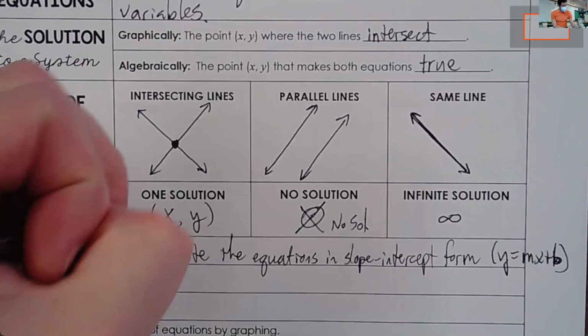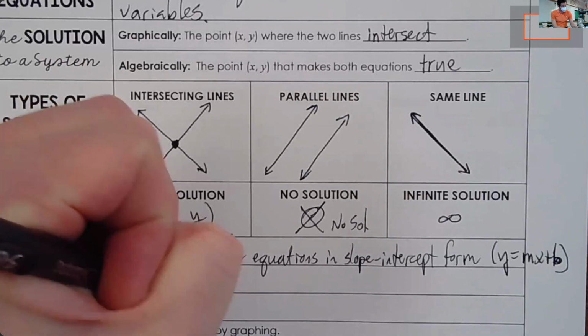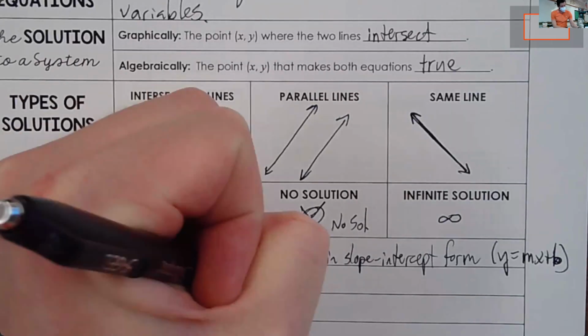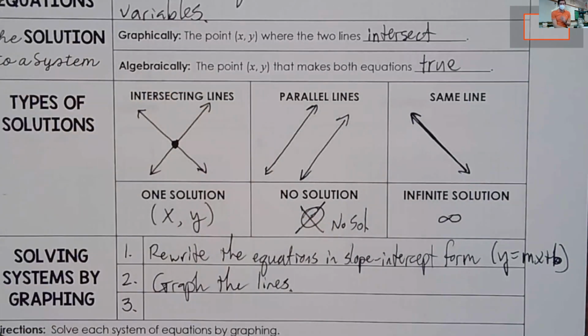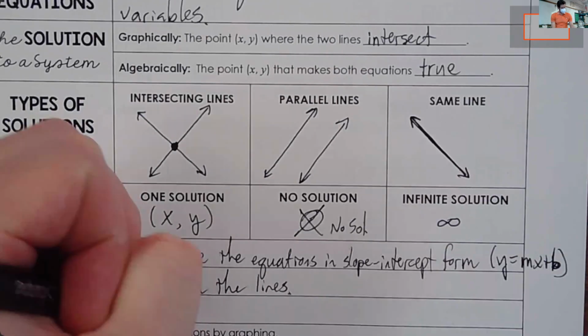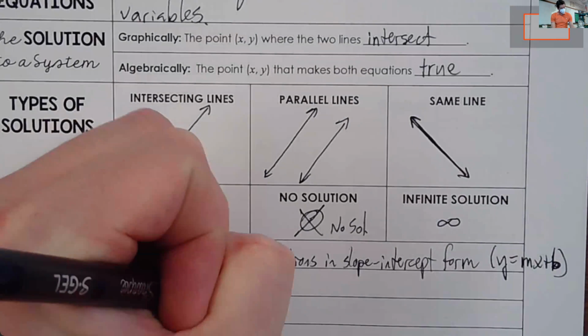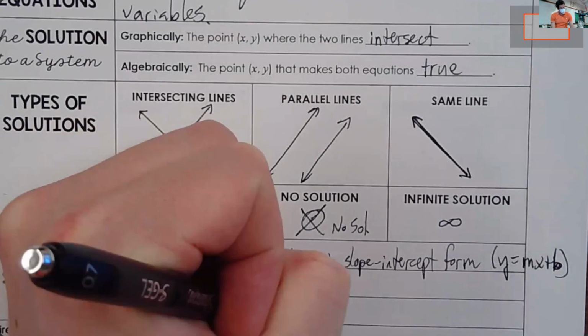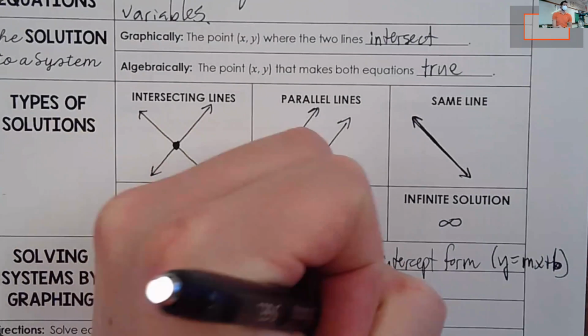Step 2 is to graph the lines. So graph the lines. That's step 2. And the third and final step is going to be identify the solution, or solutions if there's more than one.